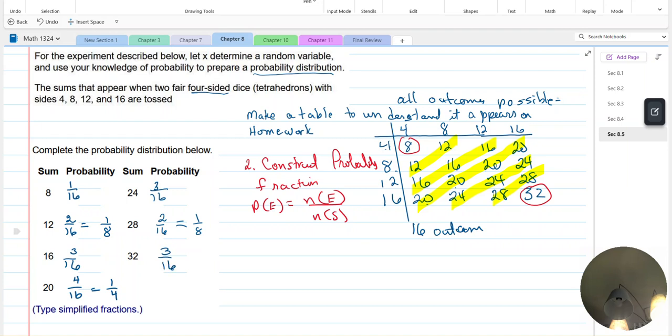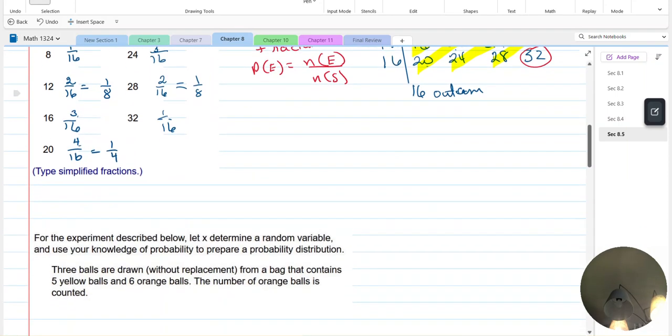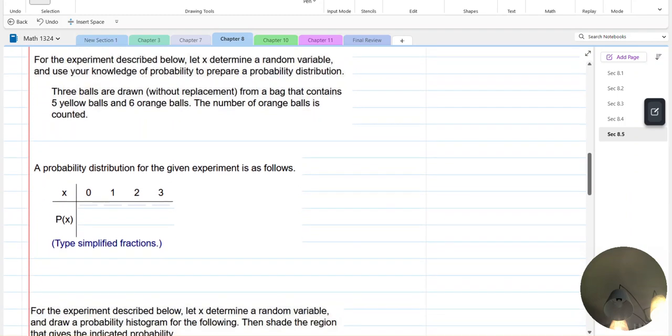All right. So we notice that if we add up all the numerators, 1, 3, 6, 10, 13, 15, 16. Yeah, I got it right. 3, 6, 10, 13, 15. Oh, and that should be a 1. 16. So I get 16 out of 16. So this is what you need to know for that first problem. Here's our next one.